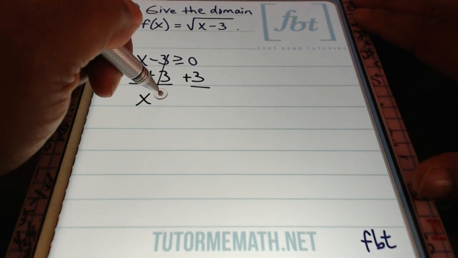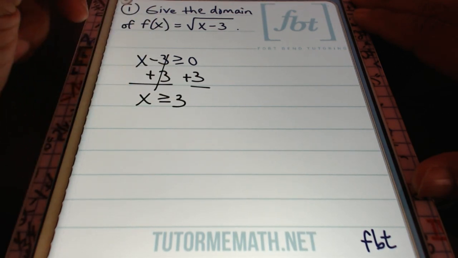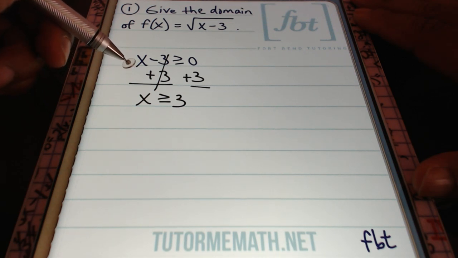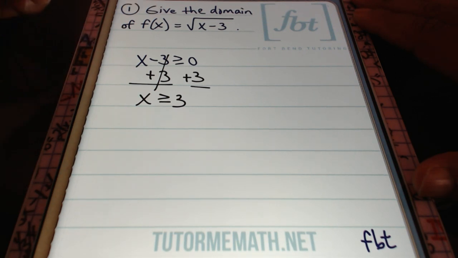We have x is greater than or equal to 3, and this is the domain. But you can write your domain in different ways. So some will actually have you write it as what you see right there, that x is greater than or equal to 3. Those are the values that you can choose for x in this particular function, so that you do not have any undefined result. Another way to write it is using interval notation.